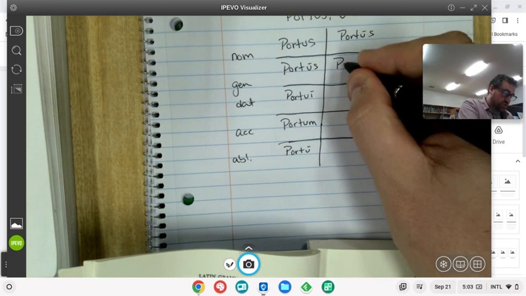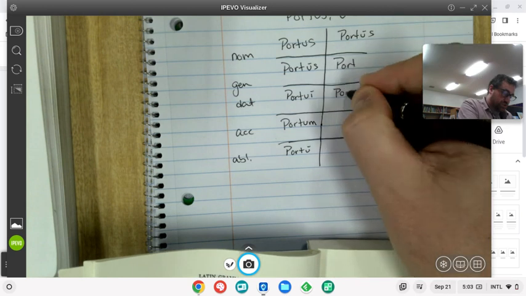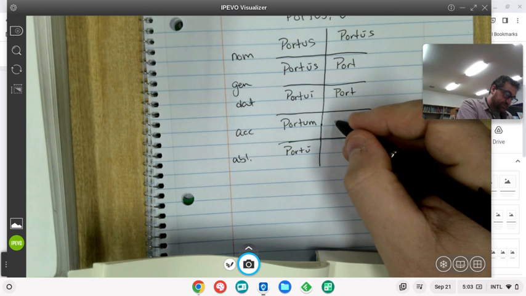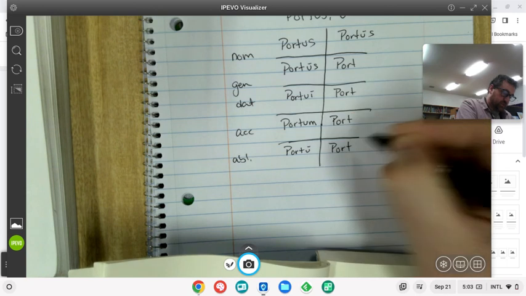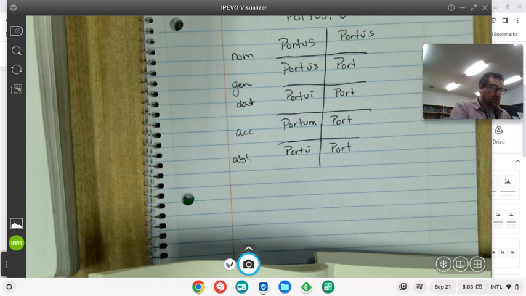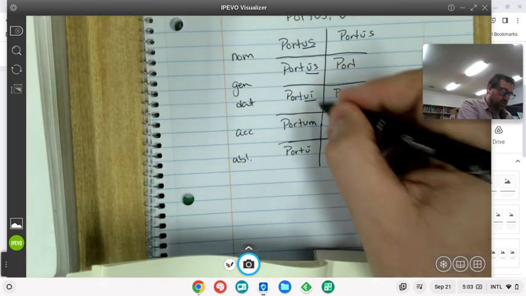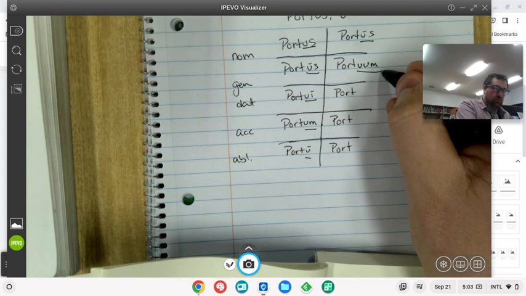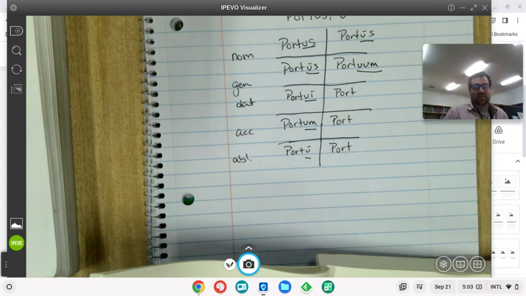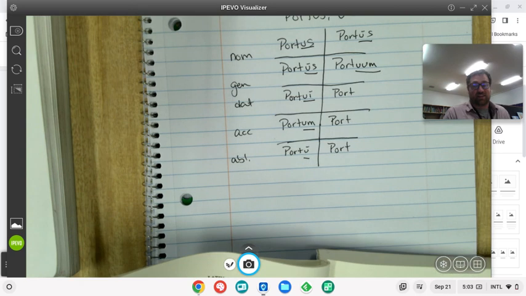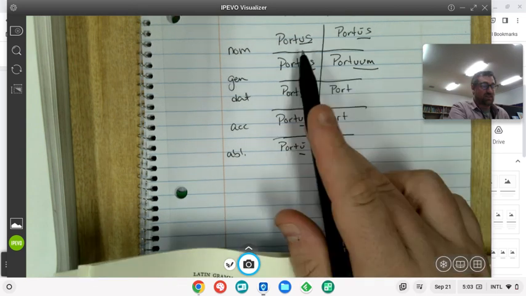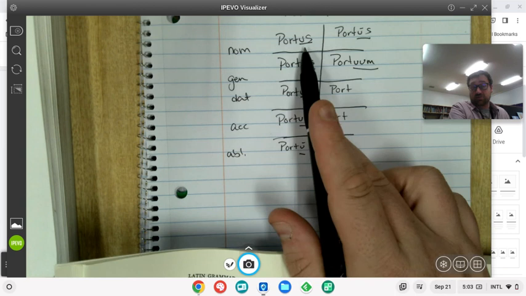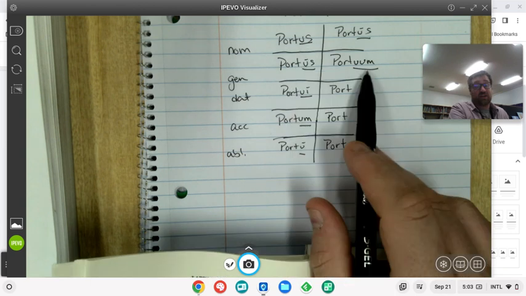Port, port, port, port. So we've got us, us, ui, u, then us, uum. And uum kind of makes you think of vacuum. Actually, vacuus is a Latin word. It's a fourth declension Latin word, and that's where we get vacuum.